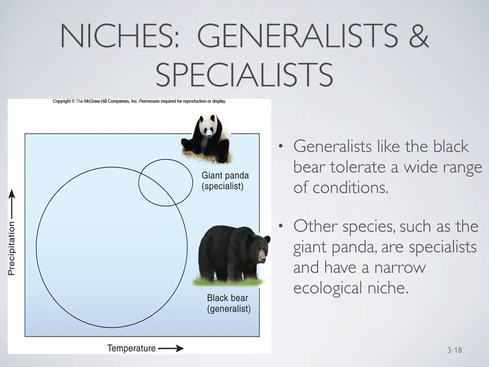Other species, such as the giant panda, are specialists, and they have a narrow ecological niche. Pandas have evolved from carnivorous ancestors to subsist almost entirely on bamboo, a large but low-nutrient grass. To acquire enough nutrients, pandas must spend as much as 16 hours a day eating. The panda's slow metabolism, slow movements, and low reproductive rate help it survive on this highly specialized diet.